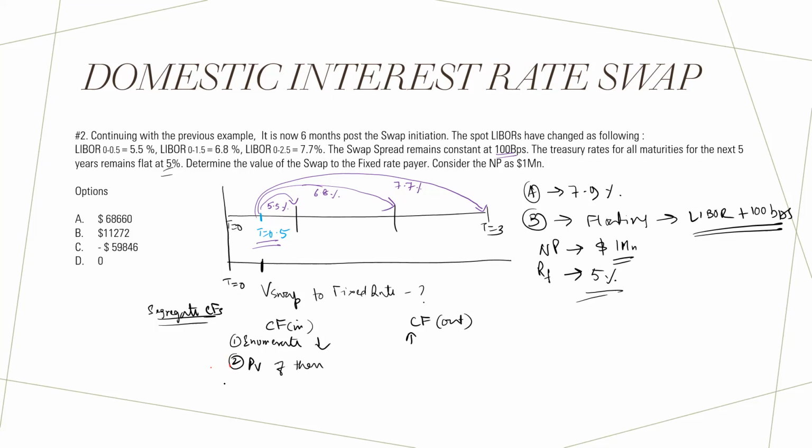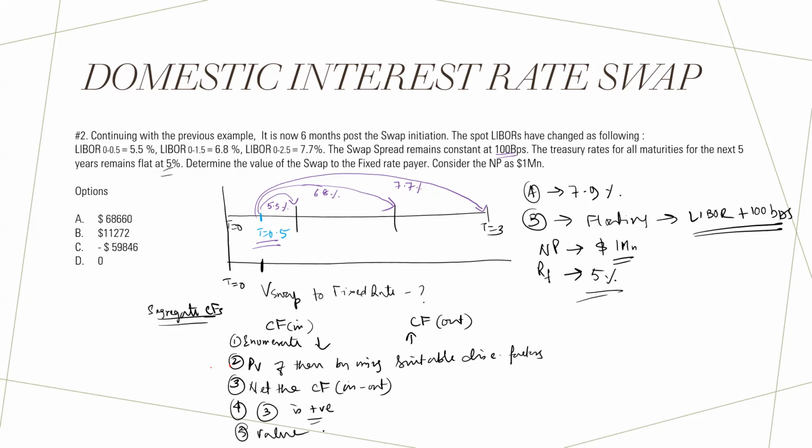Whether it's cash flow in or cash flow out, how do we find out? Of course, by using suitable discount factors. And third is to net those cash flows, which basically means in minus out. If this value is positive, that means the one to whom cash flow receipt is more than cash flow payment is definitely winning. Similarly, if the net cash flow is negative, that means he's paying more than what he's receiving. Accordingly, whatever the net cash flow is, that becomes the value.